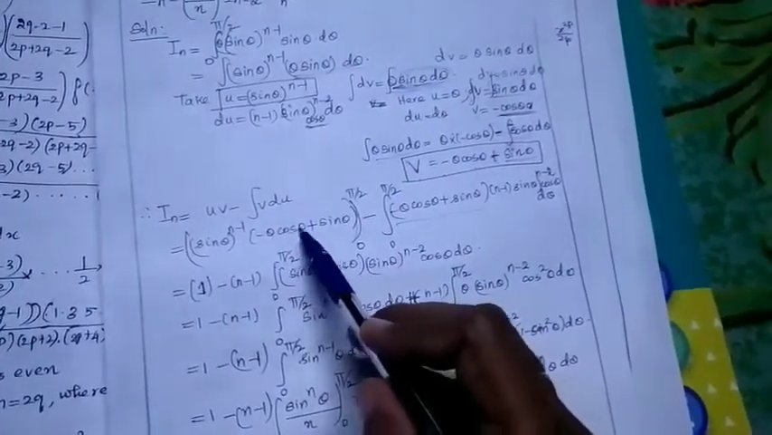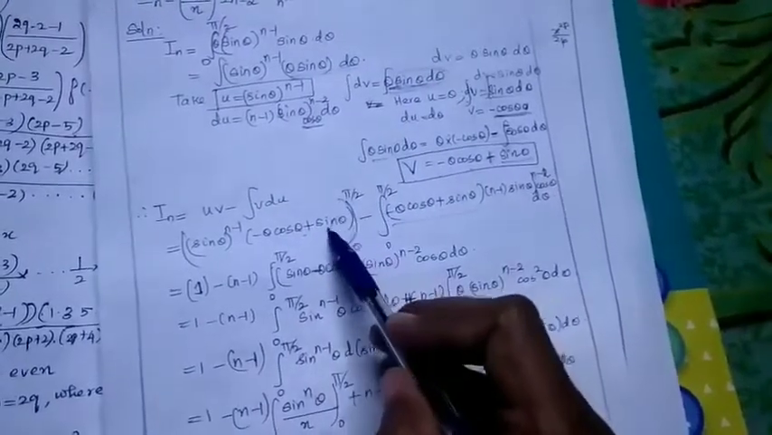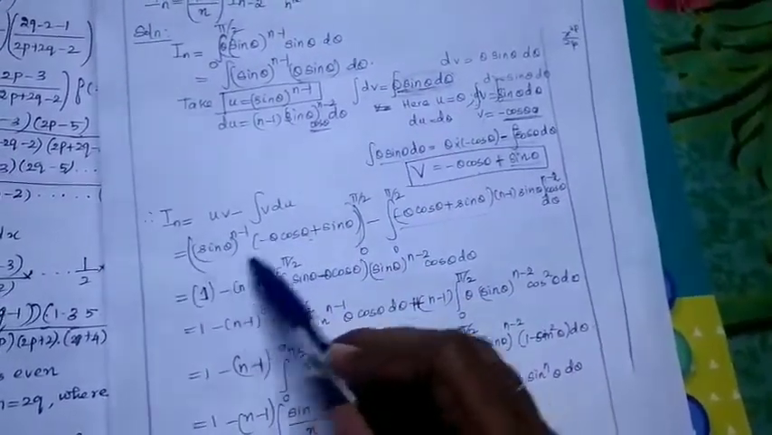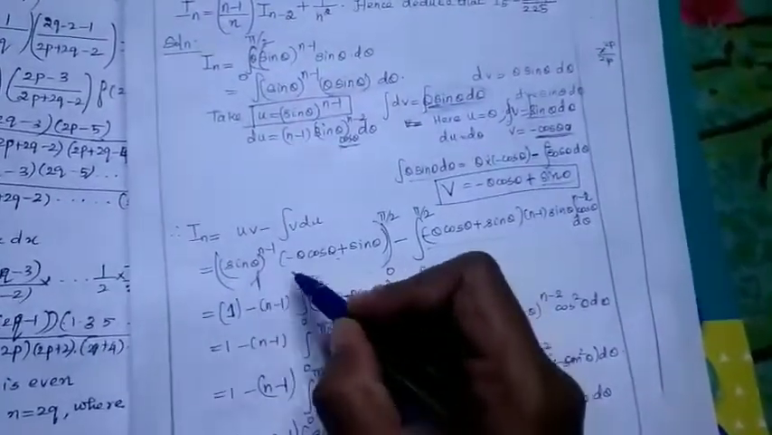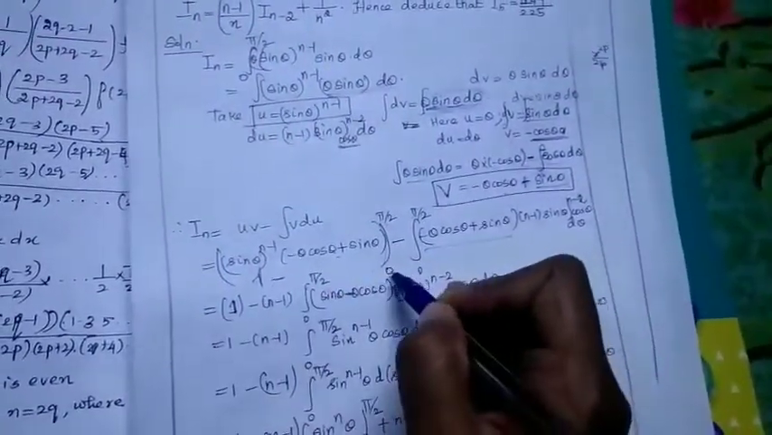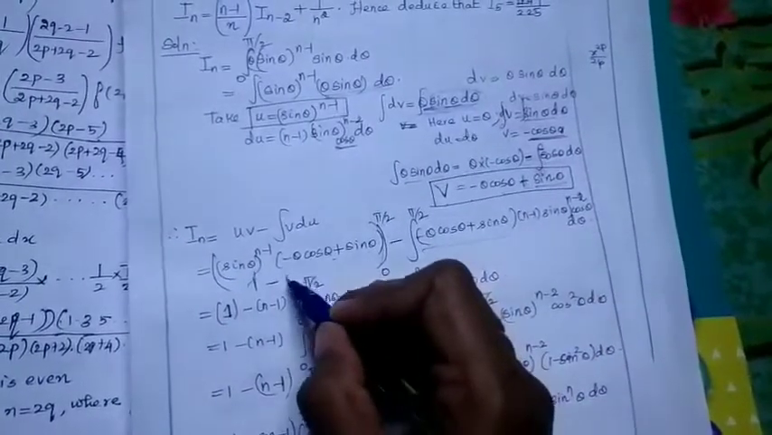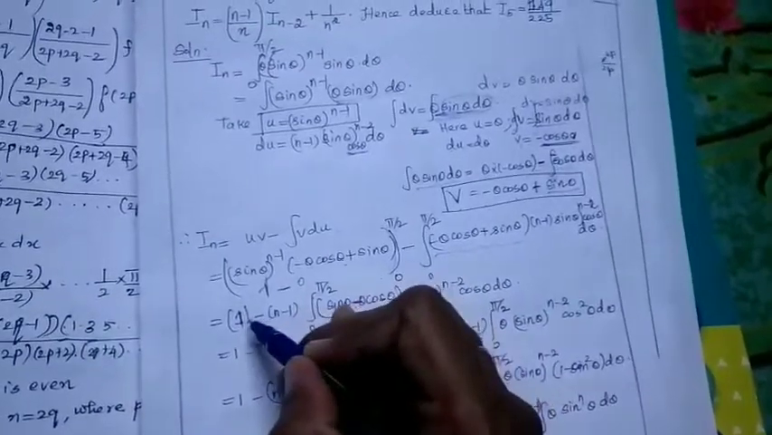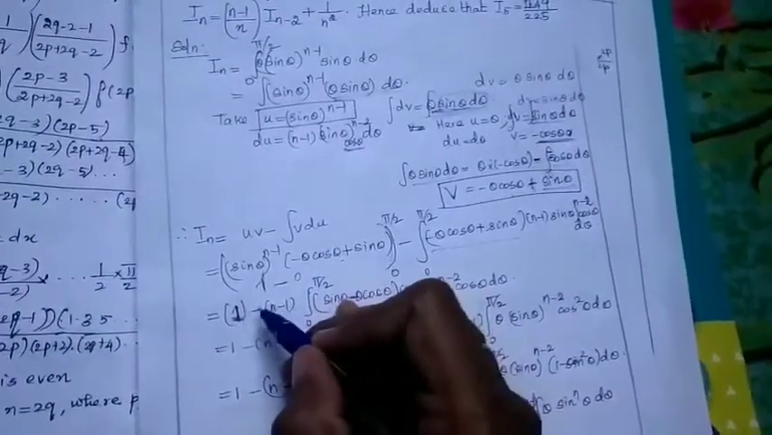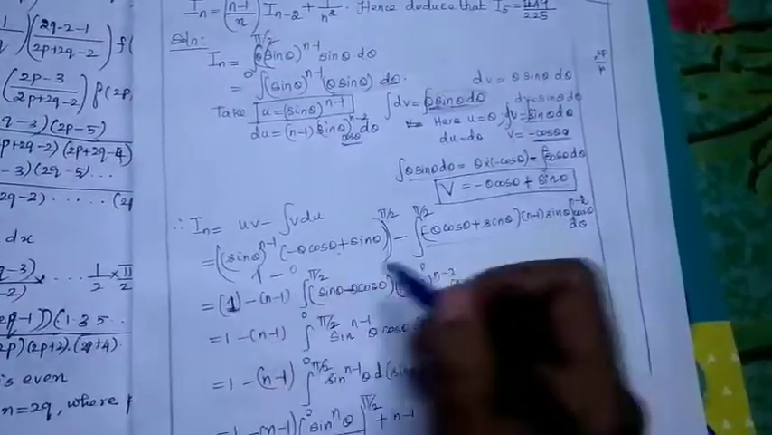When you apply the upper limit, cos pi by 2 value will become 0. Sin pi by 2 value becomes 1. So 1 into 1, you will get 1 here. Upper limit value is 1 minus. Now you apply the lower limit. Sin 0 value is 0, so 0 into anything will become 0. So 1 minus 0 equal to 1. That's why I have written the value 1, minus.